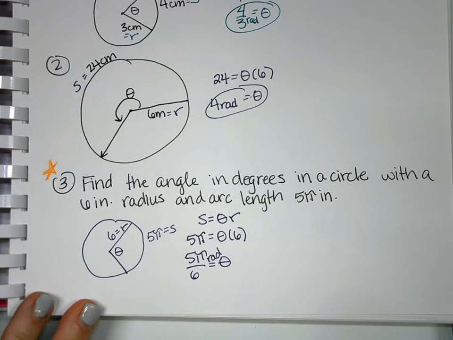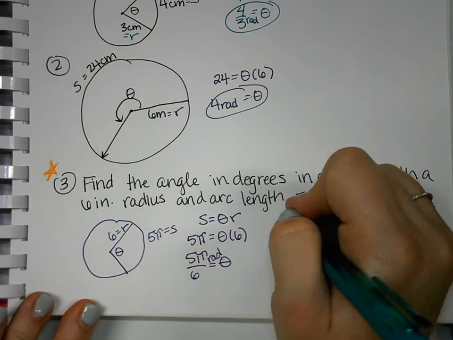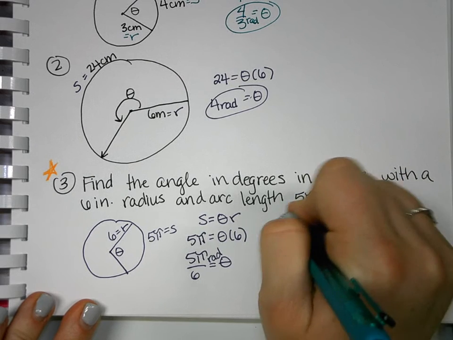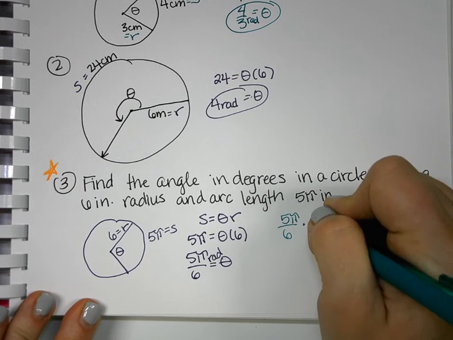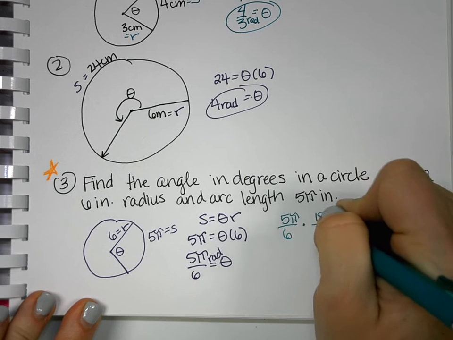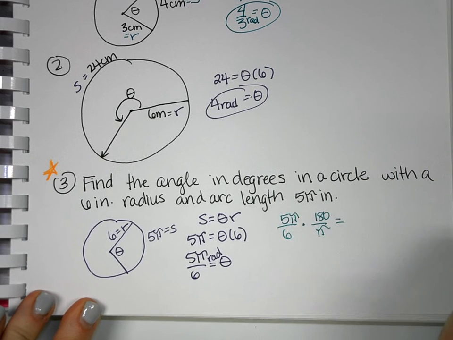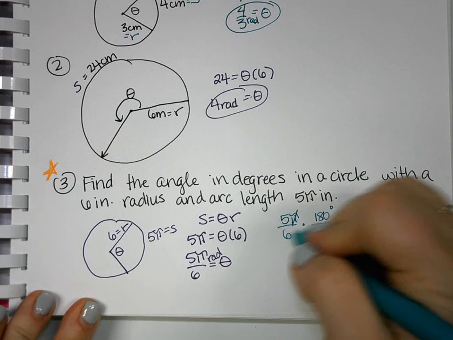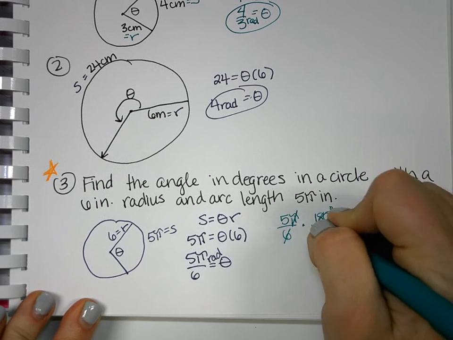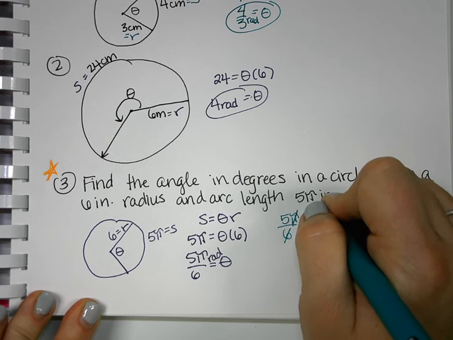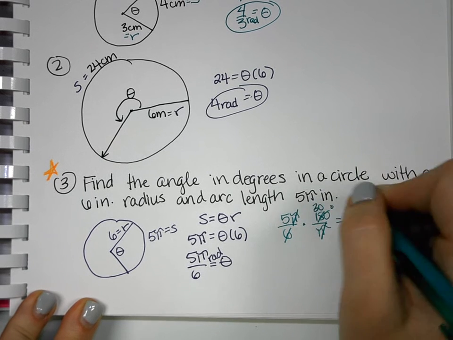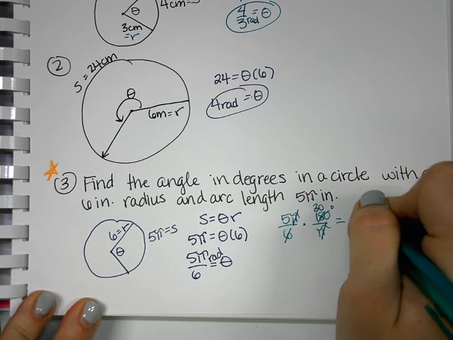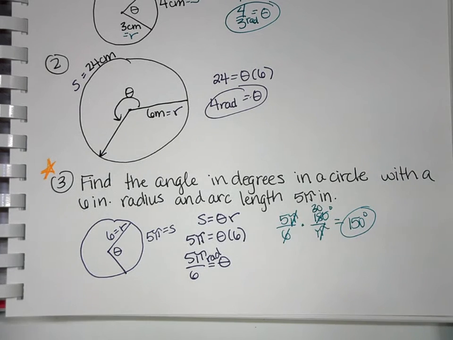So after we have found our radian measurement, we're going to do our 5 pi over 6 times 180 over pi so that we can convert it to degrees. The pi's will cross cancel. I can also reduce 6 and 180, and that would be a 30. So 5 times 30, this is a 150 degree angle.